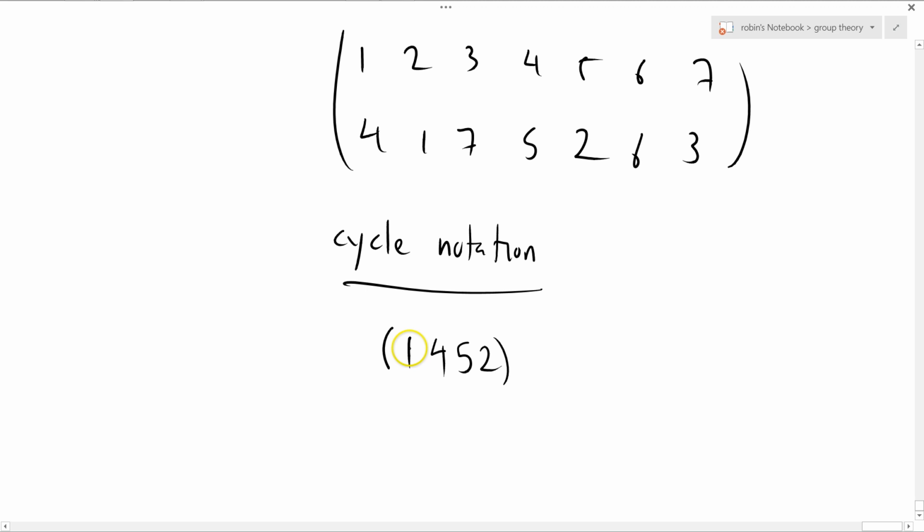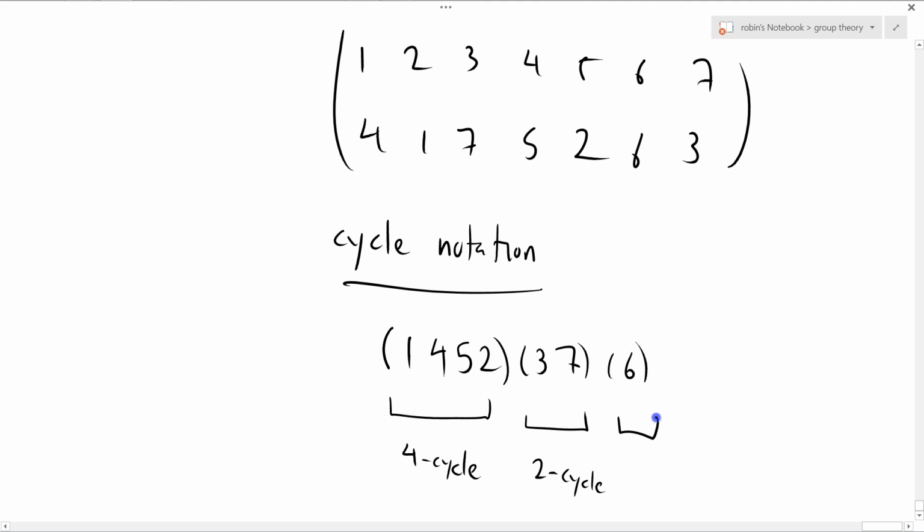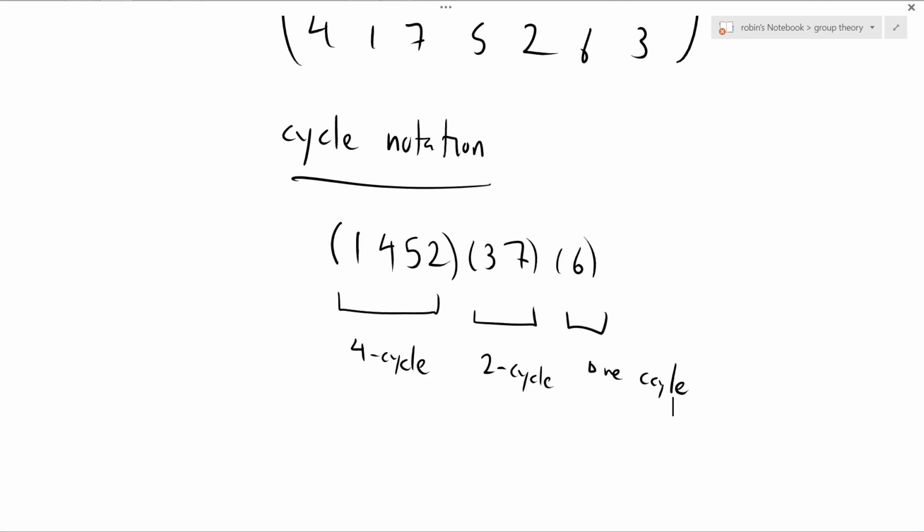Now, what's the first number that we missed? We've got a 1, we've got a 2, we need a 3. What happens to 3? 3 goes to 7. 7 goes back to 3 again. So we just close that. 1, 2, 3, 4, 5, 6. Well, 6 goes to 6, so we close straight away. So this thing here is called a 4 cycle. This thing here is called a 2 cycle. And this, I guess, is called a 1 cycle. But you don't really need this. So you just write it down as (1 4 5 2)(3 7).